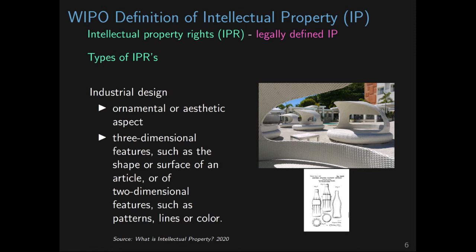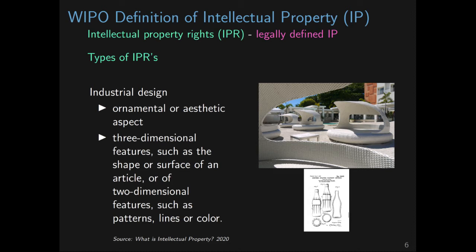Another intellectual property is industrial design. Like patents, industrial designs focus on protecting particular products. But in the case of industrial design, the focus of protection is not function, but the ornamental or aesthetic aspect of the product. So these are combinations of certain features.